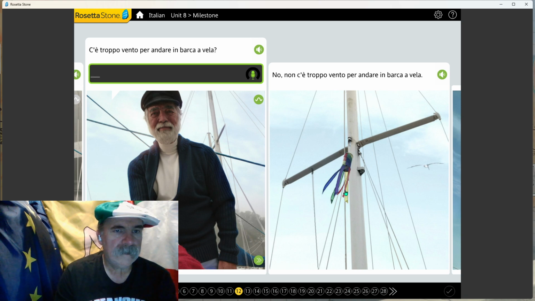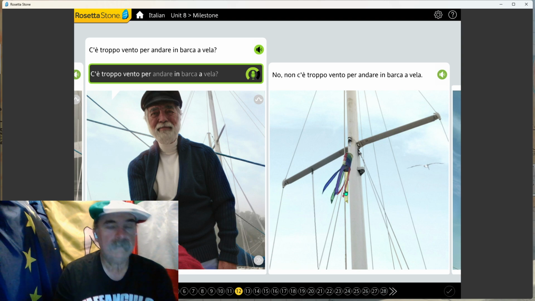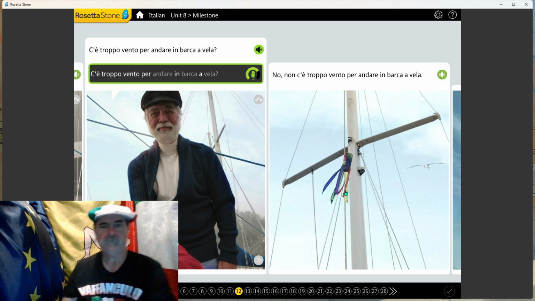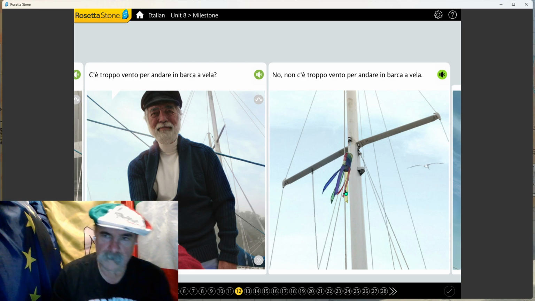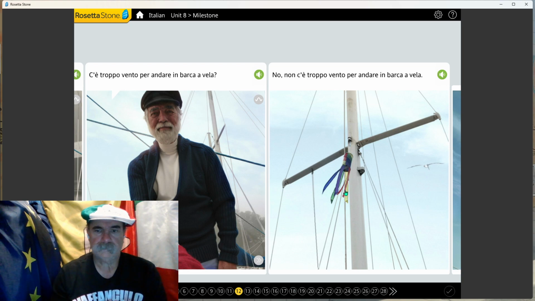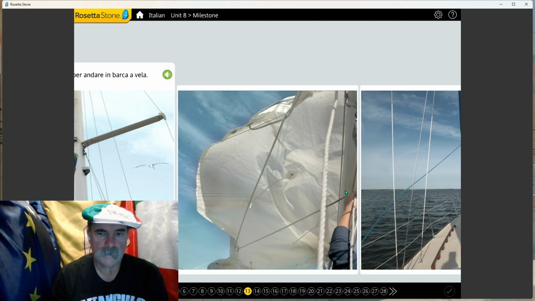Andare. Andare. C'è troppo vento per andare. Yeah, I know. C'è troppo vento per andare in barca a vela. No, no, c'è troppo vento non c'è per troppo andare vento in per barca a andare in vela. Barca a vela. Vroom.